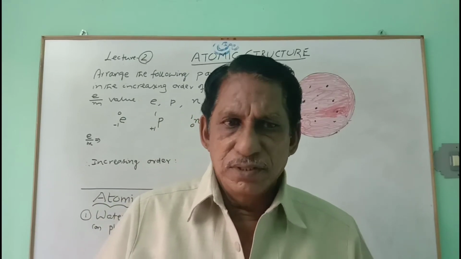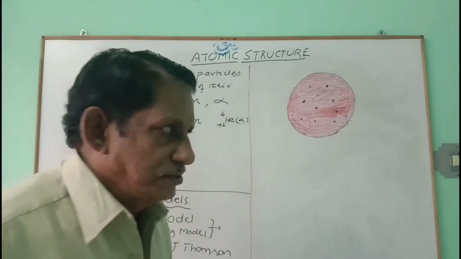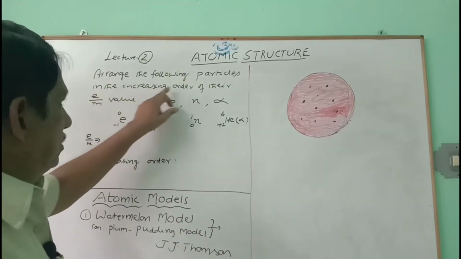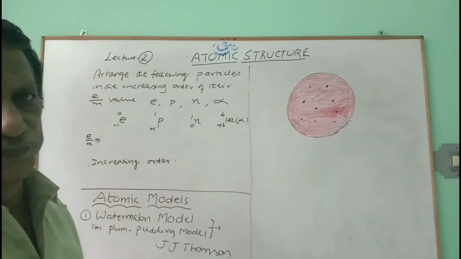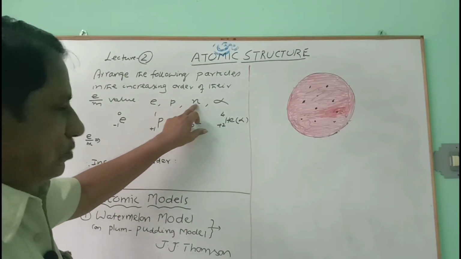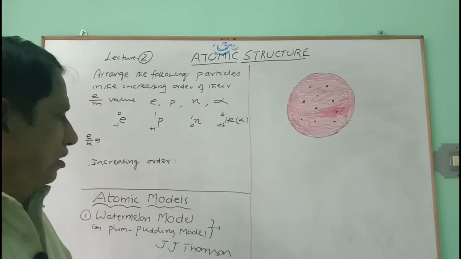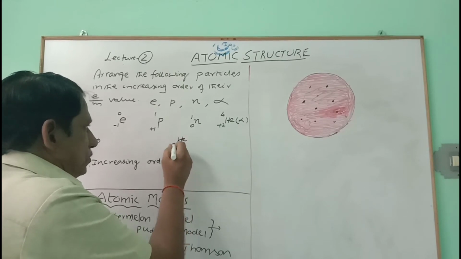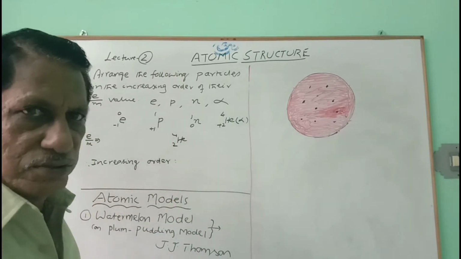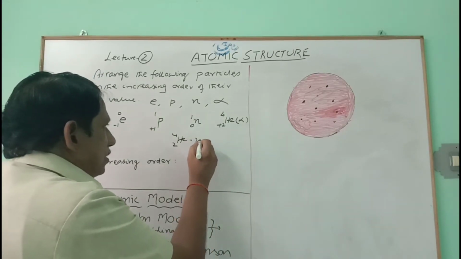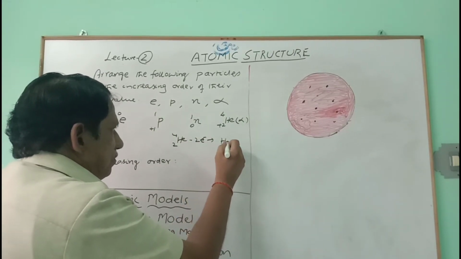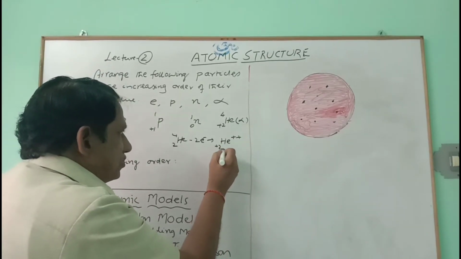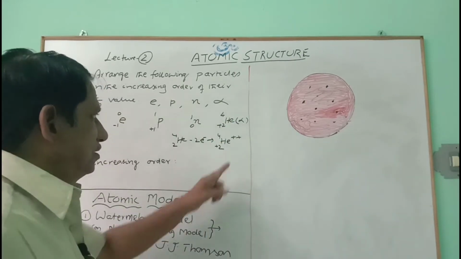Prior to that, one important question to you: arrange the following particles in the increasing order of their e/m value: electron, proton, neutron, and alpha. What is alpha? Alpha is nothing but helium-4, the helium nucleus. When it loses 2 electrons, it is considered as He++, which has plus 2 charge and 4 amu. That is nothing but alpha.